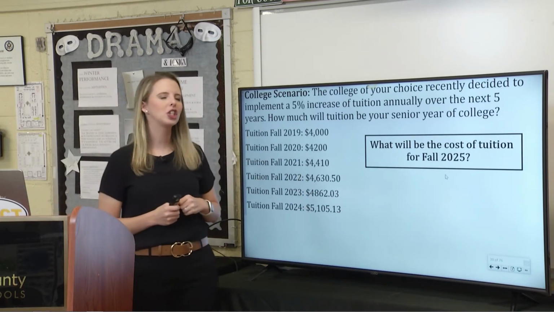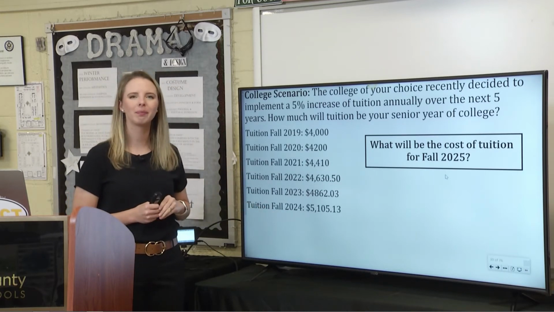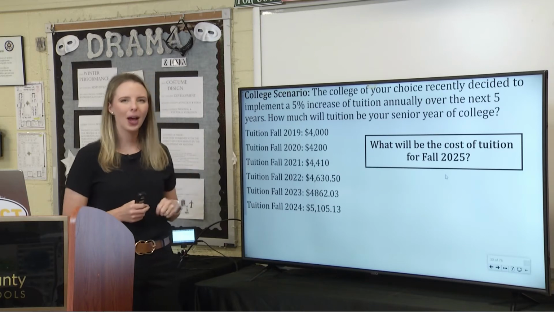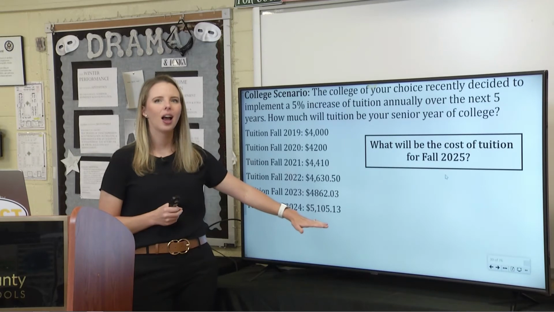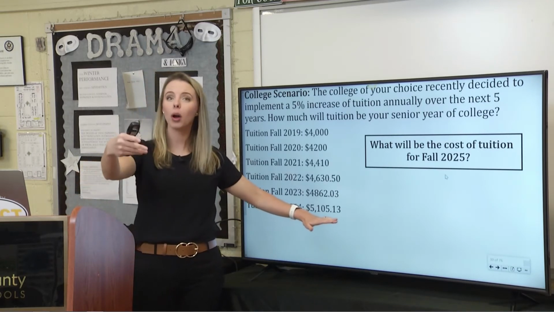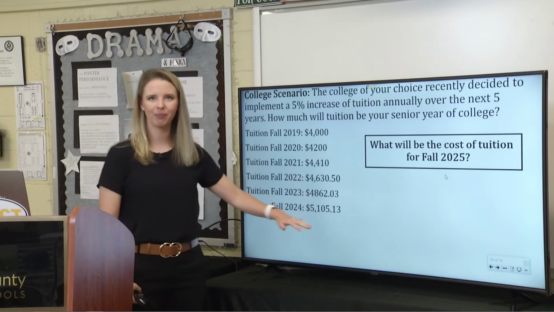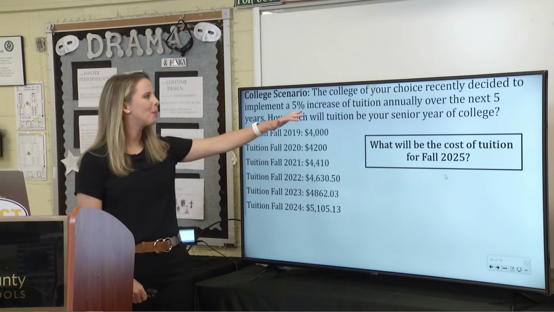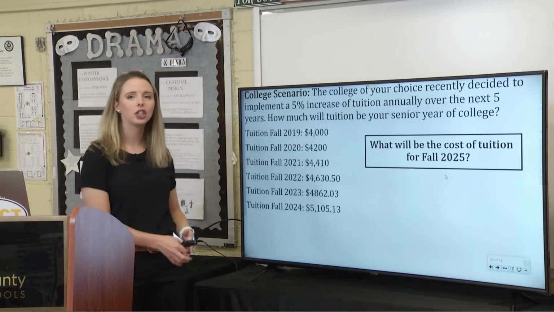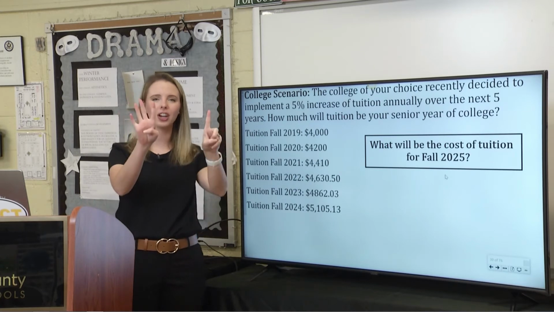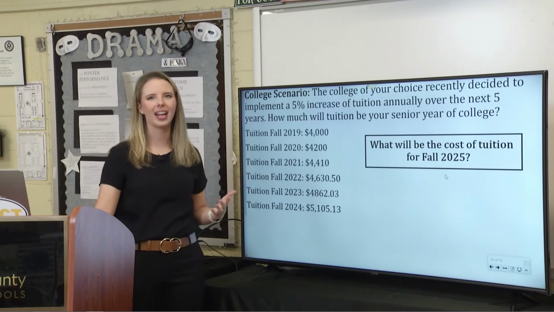I have another question for you. What would be the cost of tuition in fall of 2025? We had just calculated fall of 2024. I'm hoping that you thought, oh, well, it's the same as fall of 2024. Why would we not calculate what 105% of this amount is? Why would we not do the process one more time? Because the problem told us that it was just over the next 5 years. You had your 4 years of college, plus the first year, which was your senior year, which makes all 5 years, right? So the 5 years of increase have already happened.